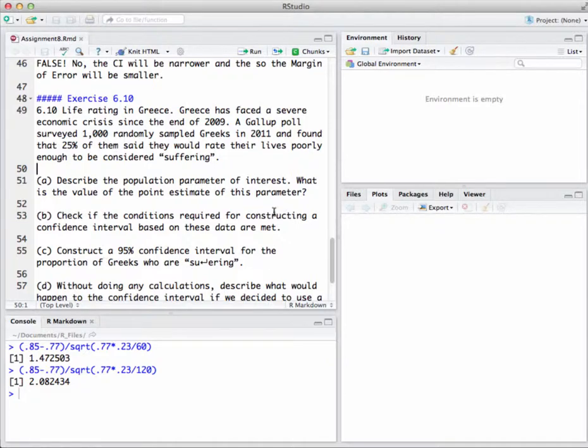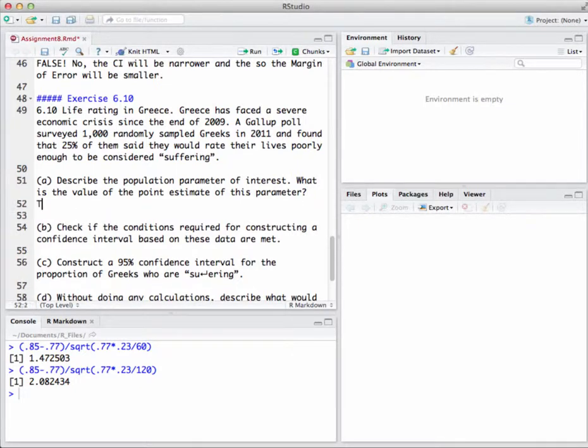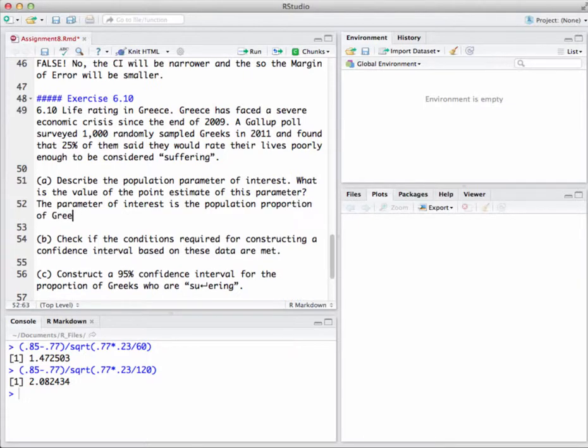Okay, so they want us first of all to describe the parameter of interest and what is the value of the point estimate of the parameter. So the parameter of interest is the population proportion of Greeks who are "suffering." We'll put quotes on suffering here, because we're taking that straight from the problem.